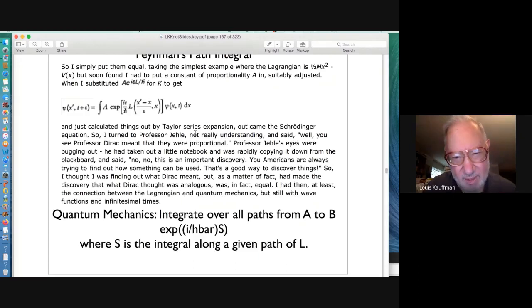And that's Feynman's description of his discovery of this, that you integrate over all paths from A to B of e to the iA over h bar, where A is the integral of the Lagrangian, the action.